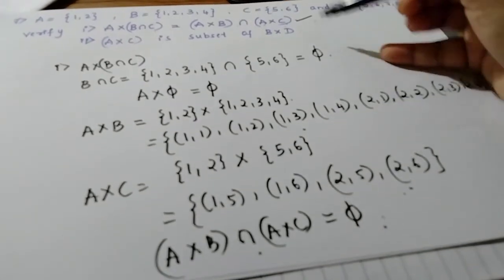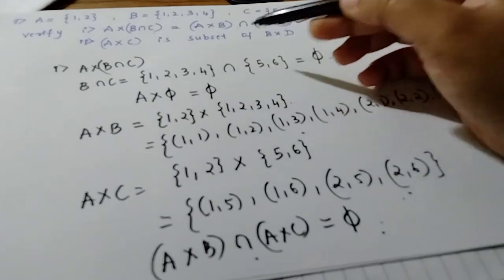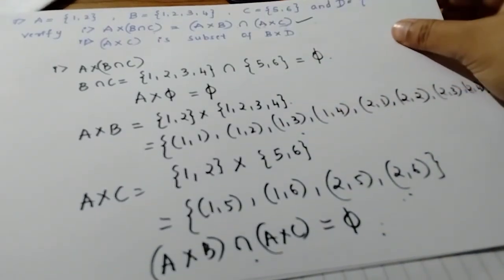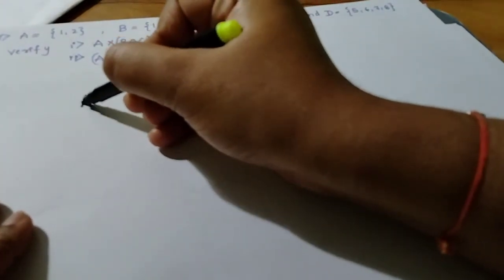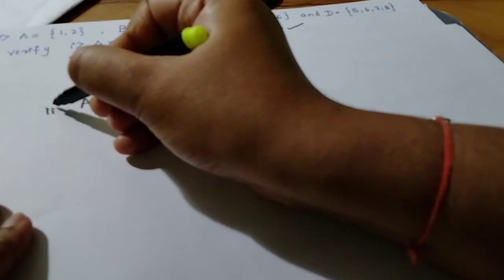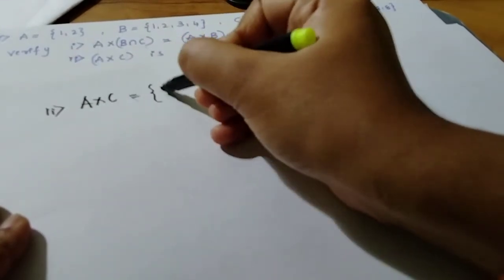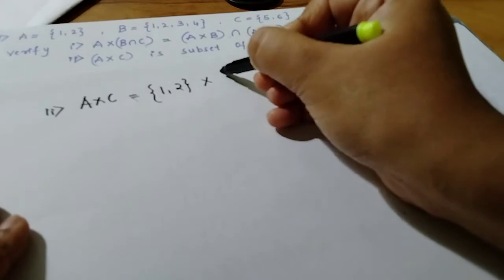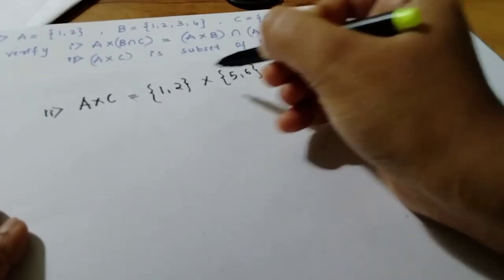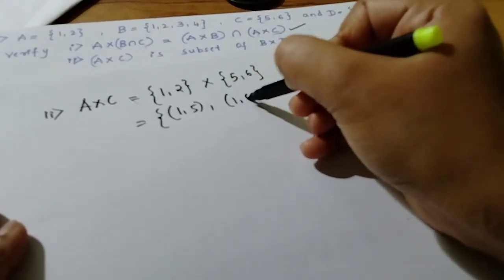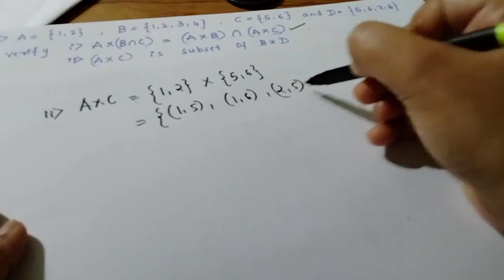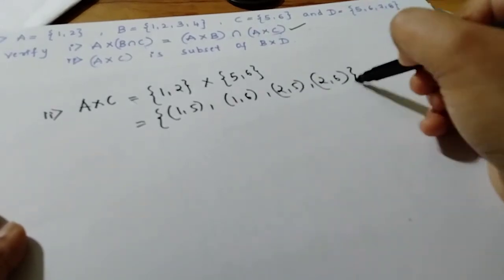Next what I have to do? I have to take A cross C is a subset of B cross D. So I have to take both A cross C as well as B cross D. So I solve it here now. A cross C, this is the second result what I am proving. A cross C is equal to {1, 2} cross product with {5, 6}. So this is equal to (1, 5), (1, 6), (2, 5) and (2, 6).